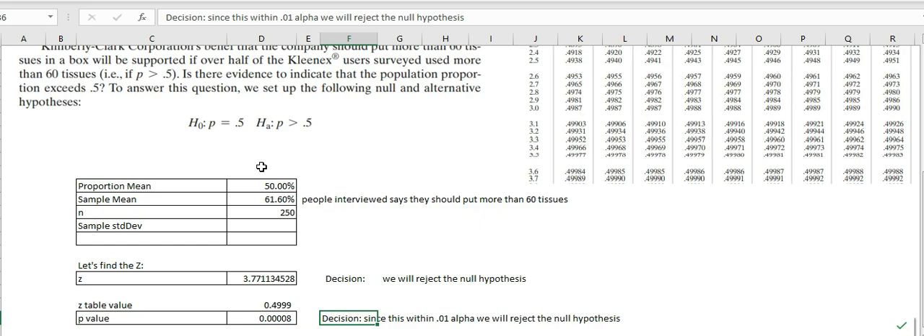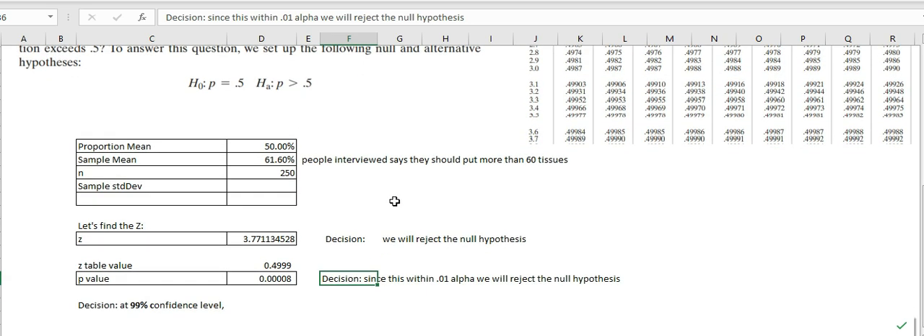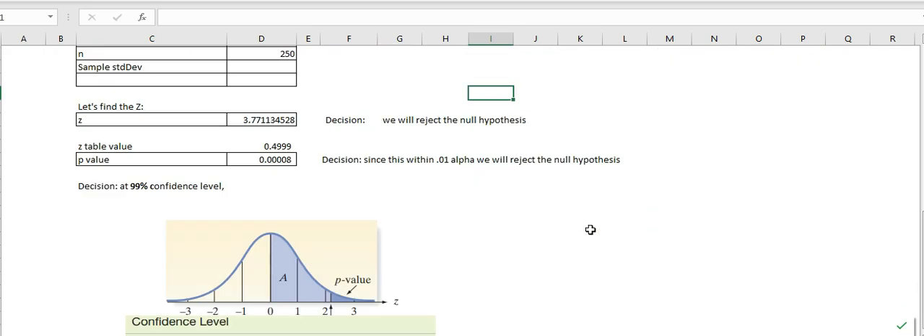Therefore we conclude that if I am part of the management of Kleenex, I will conclude that we should put more than 60 tissues in the box of Kleenex, because more than 50% of the sample proportion says that we should put more than 60 tissues. It's a little bit confusing, but I hope you're getting that.